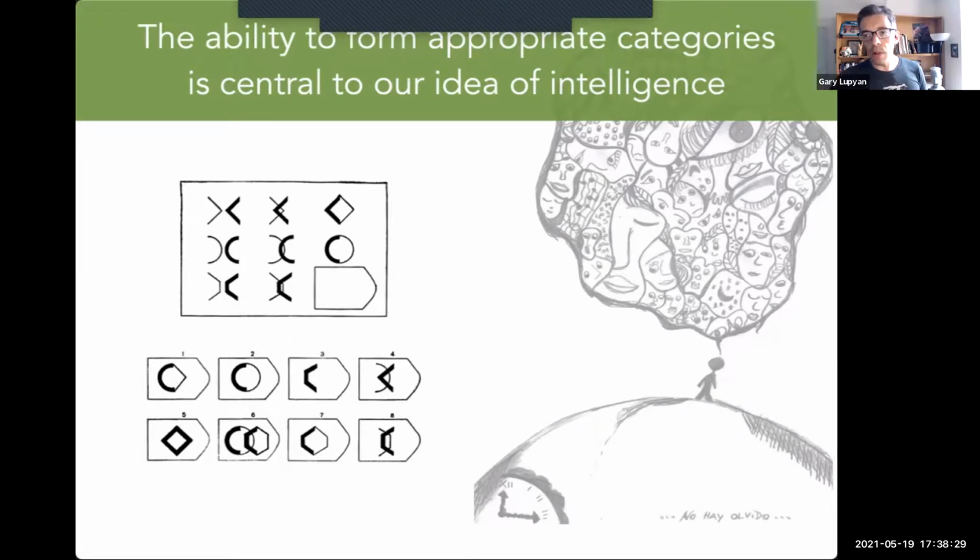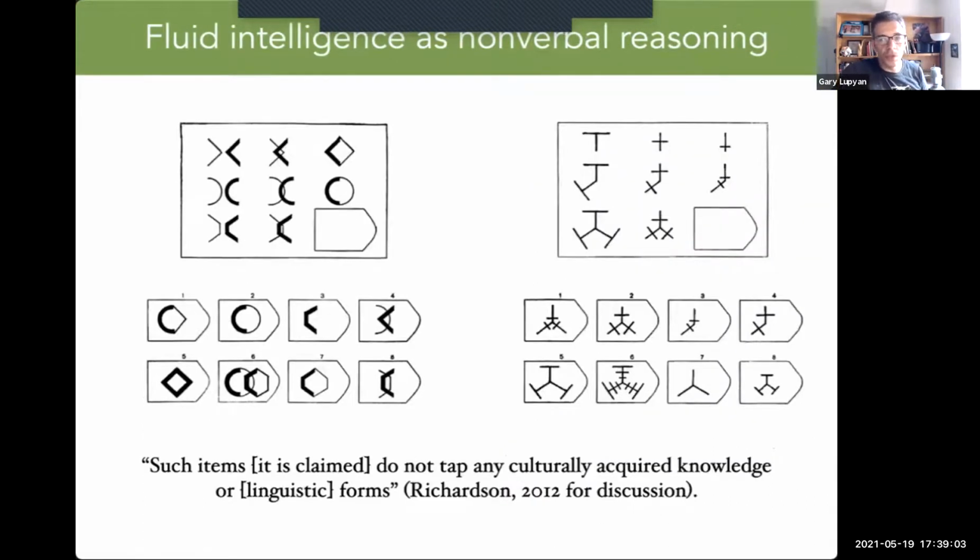So we give people puzzles like this. This is a matrix problem where people see these kinds of forms and have to figure out what sort of pattern they follow, such that once you figure it out, you can complete this missing cell. Now, unlike reasoning in verbal problems, performance on problems like this is often argued to not tap any culturally acquired knowledge or linguistic forms.